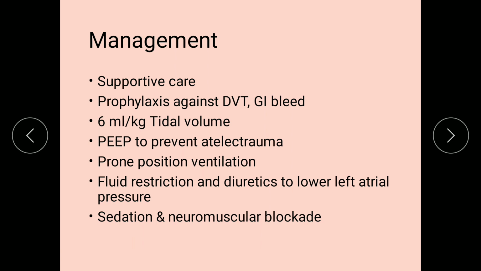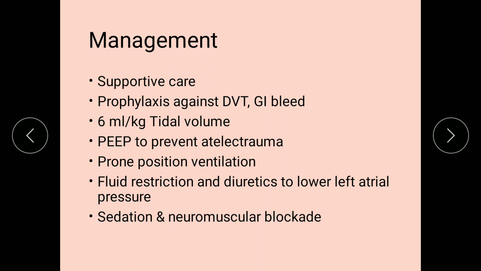Management is mostly supportive. Prophylaxis against DVT, because the patient will be bedridden, and GI ulcers, etc. has to be given. And mechanical ventilation with a tidal volume of 6 ml per kg rather than the 12 ml per kg which is routinely used will be more beneficial and protects the lung from volutrauma. And positive end expiratory pressure can be given to prevent atelectrauma. That is, this positive end expiratory pressure will prevent the alveoli from collapse at the end of expiration.